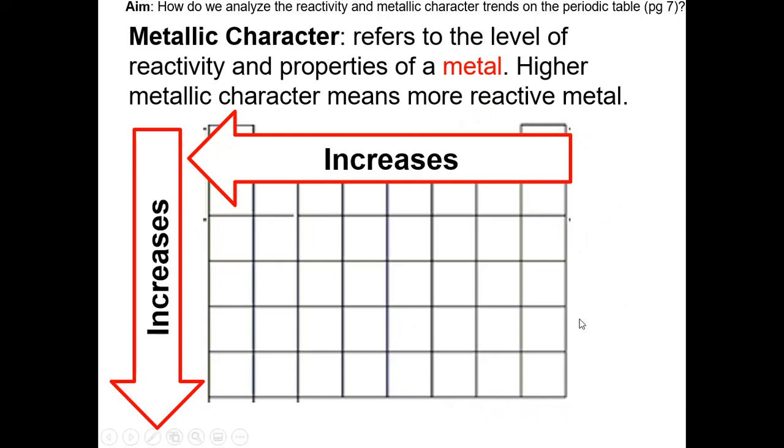Sometimes on the regions, they'll ask about the nonmetallic character trend, which refers to the reactivity and properties of a nonmetal. So it basically is the inverse of this trend. So for nonmetallic character, referring to nonmetals, it increases from left to right and bottom to top.